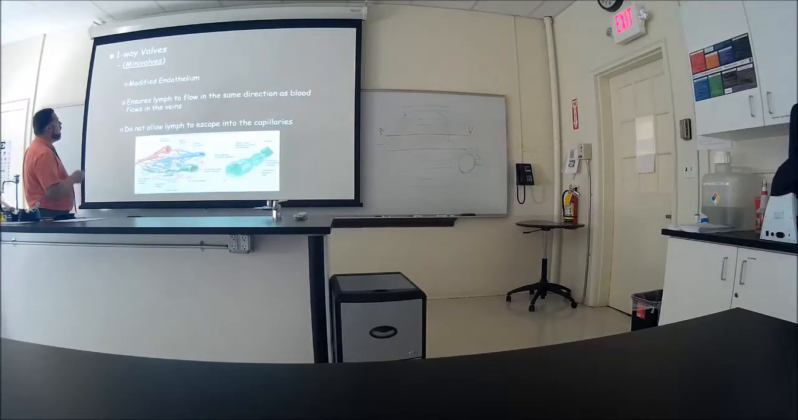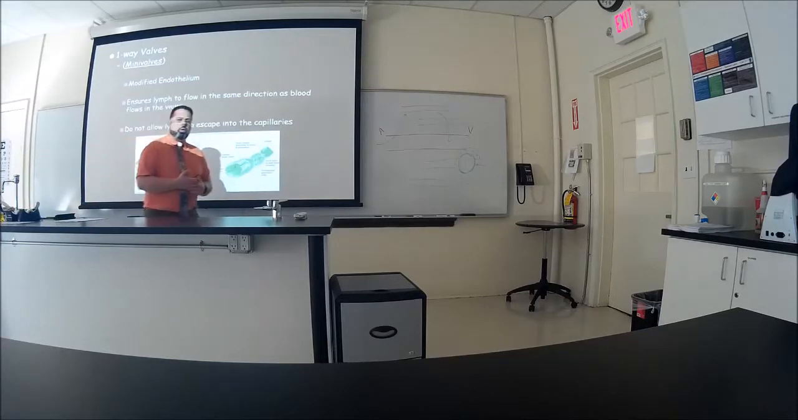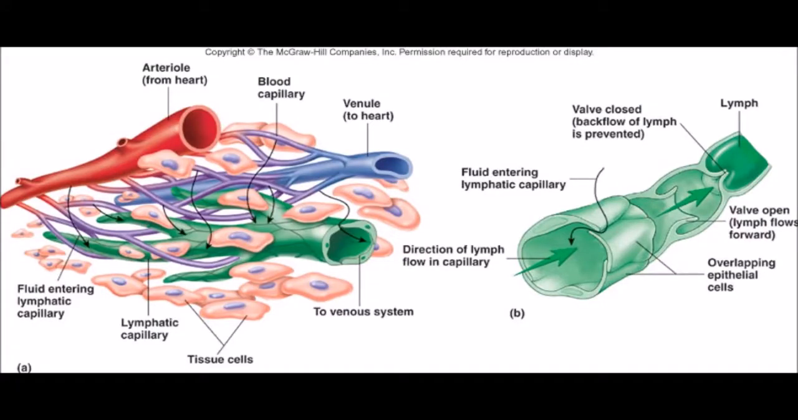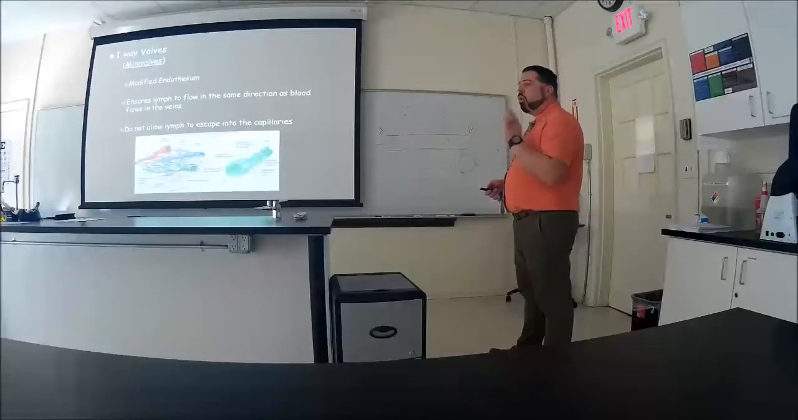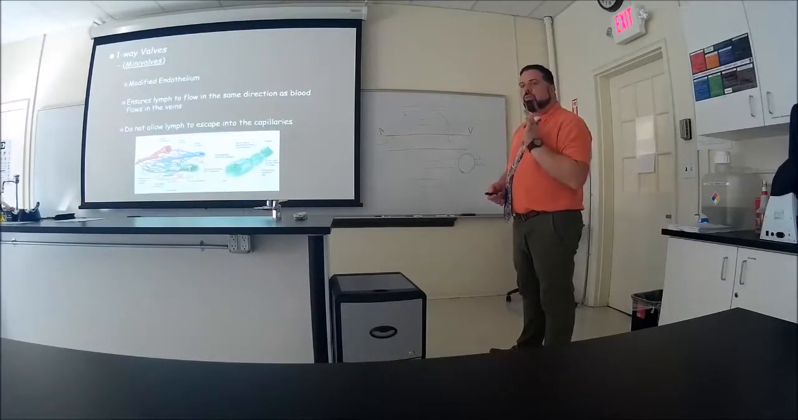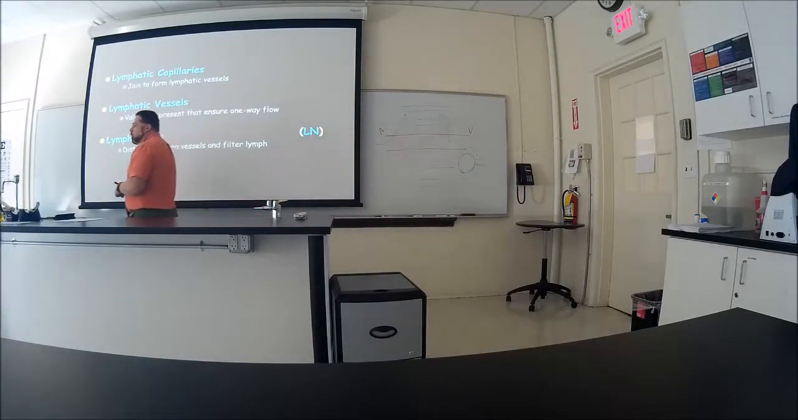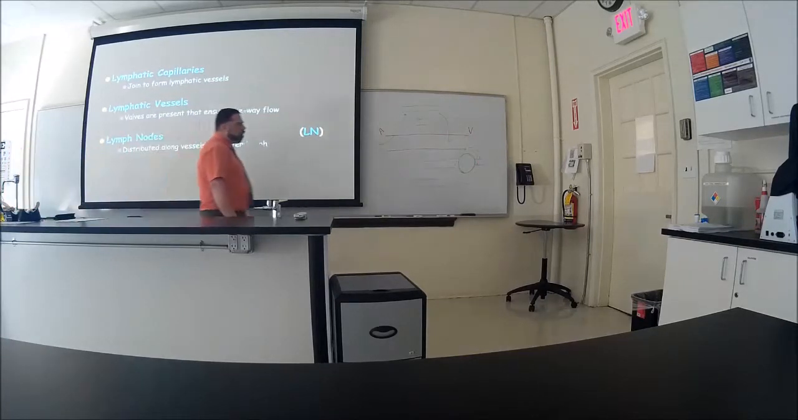So again, there are many valves found in there, and this is kind of showing you what they look like. They're similar to the valves that are found in the veins. Again, this is just to ensure that the lymph goes one way. So we have lymphatic capillaries. They join to form lymphatic vessels. In the lymphatic vessels, there are valves to ensure that one way, and then we have these lymph nodes, which I'm showing you where they are over here.